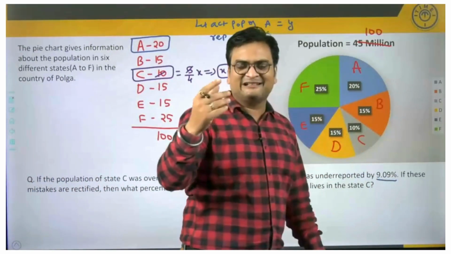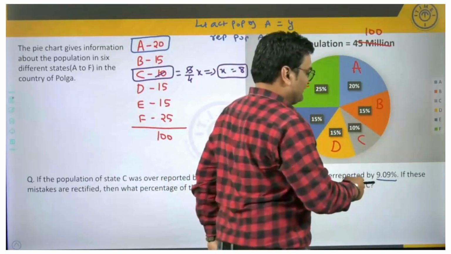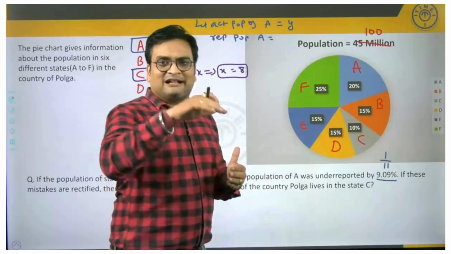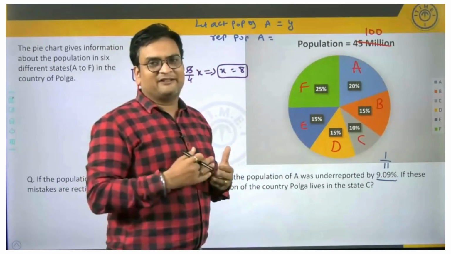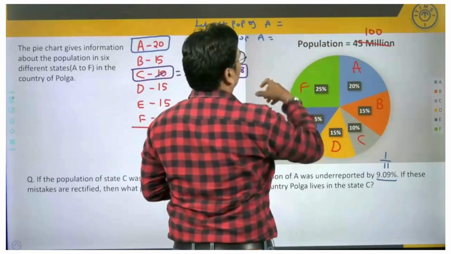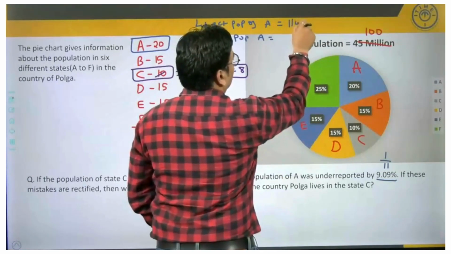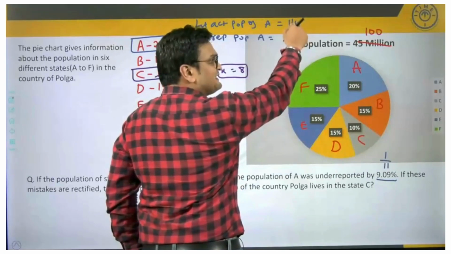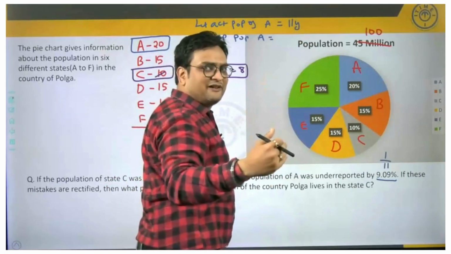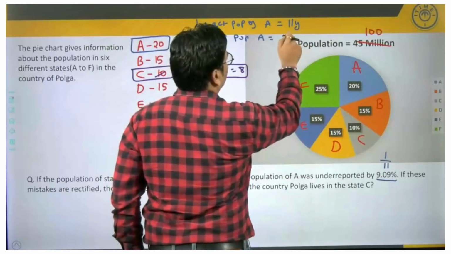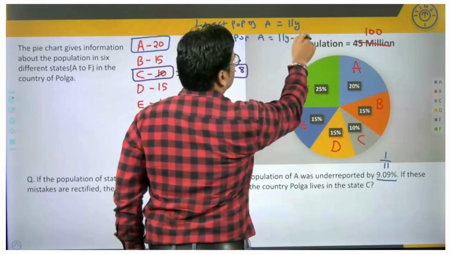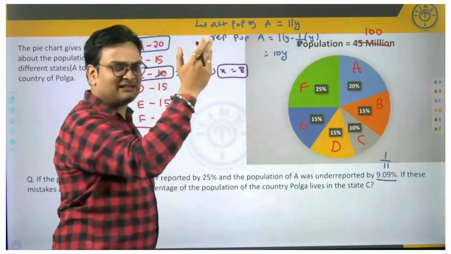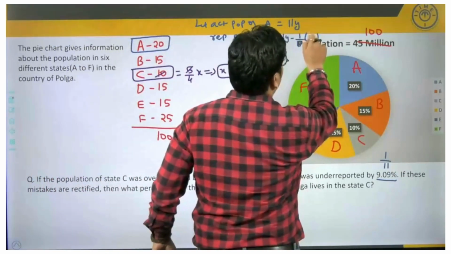Now there is one more important detail that you should know. 9.09% is nothing but 1 upon 11 in terms of fraction. So I am reducing my value of Y by 1/11. Since there is a denominator of 11 involved, it's better we take this as 11Y, not just Y. If you take 1 by 11th of this, it will be simply Y. So the reported value will be 11Y minus 1 by 11th of 11Y, which gives you 10Y.